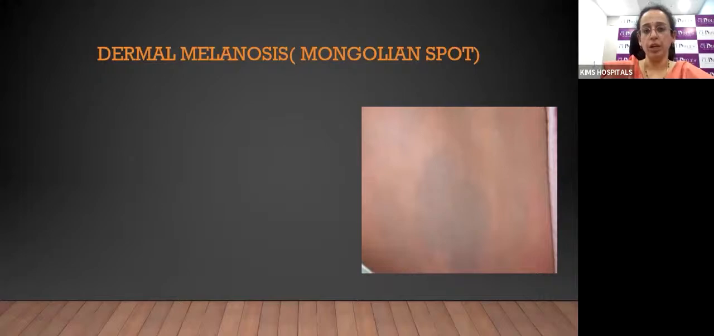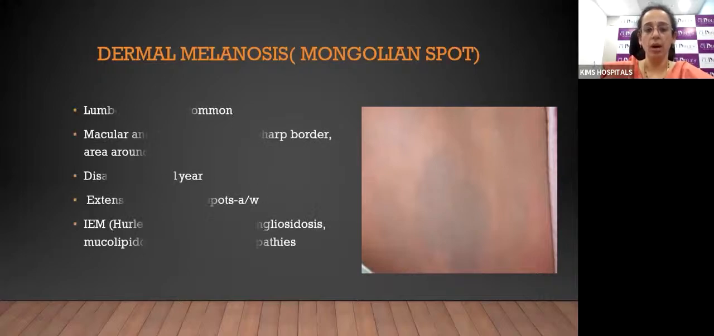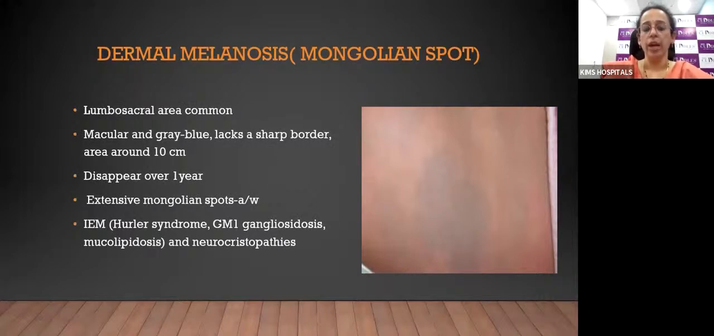This is common in Asian babies, the most common area being the lumbosacral area. Gray-blue spots are seen on the skin which lack a sharp border. Usually the size is around 10 centimeters. They gradually disappear by the age of 1 year. Extensive Mongolian spots are associated with inborn errors of metabolism like Hurler syndrome, GM1 gangliosidosis, mucolipidosis, and neurocristopathies. Whenever the parents ask us about this, we can reassure them that it is a spontaneously resolving condition.